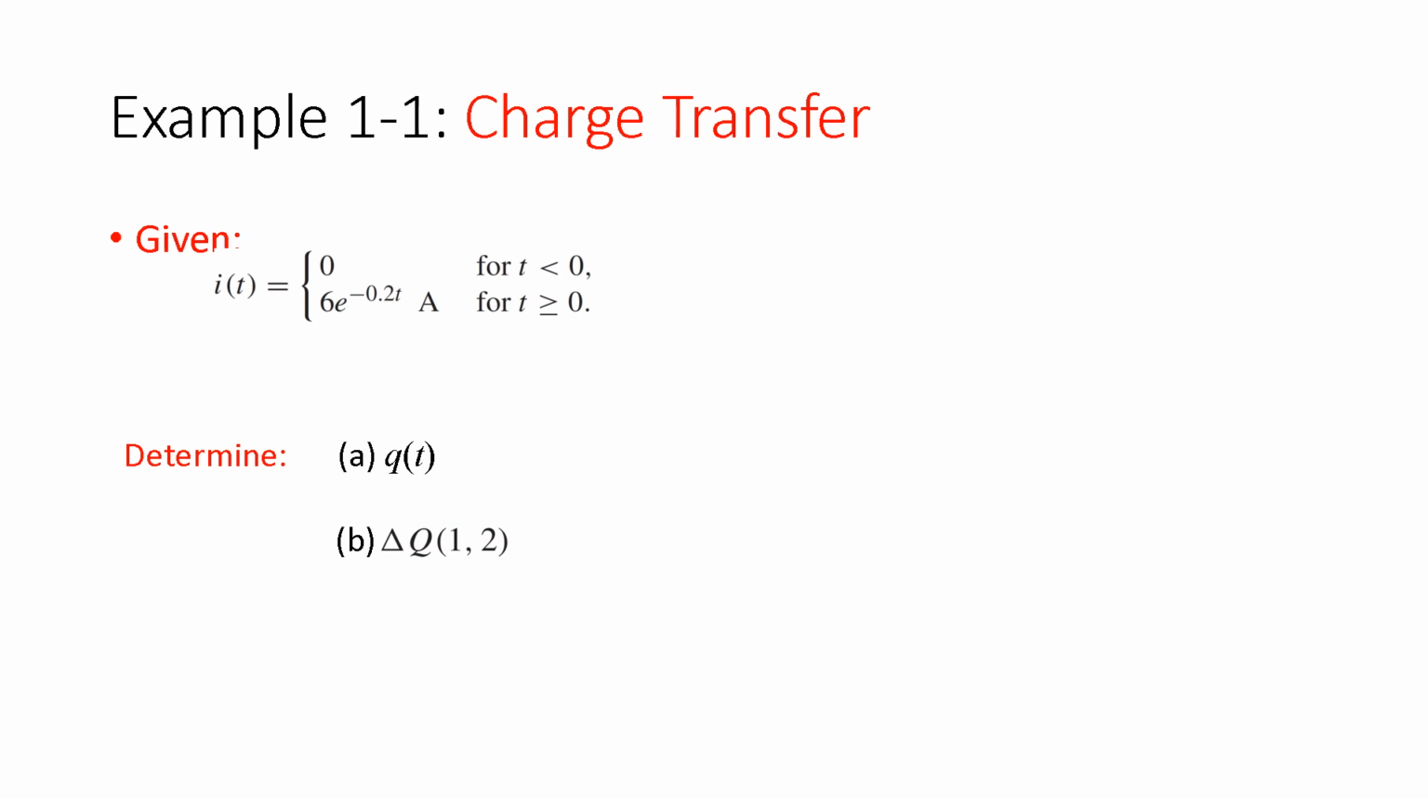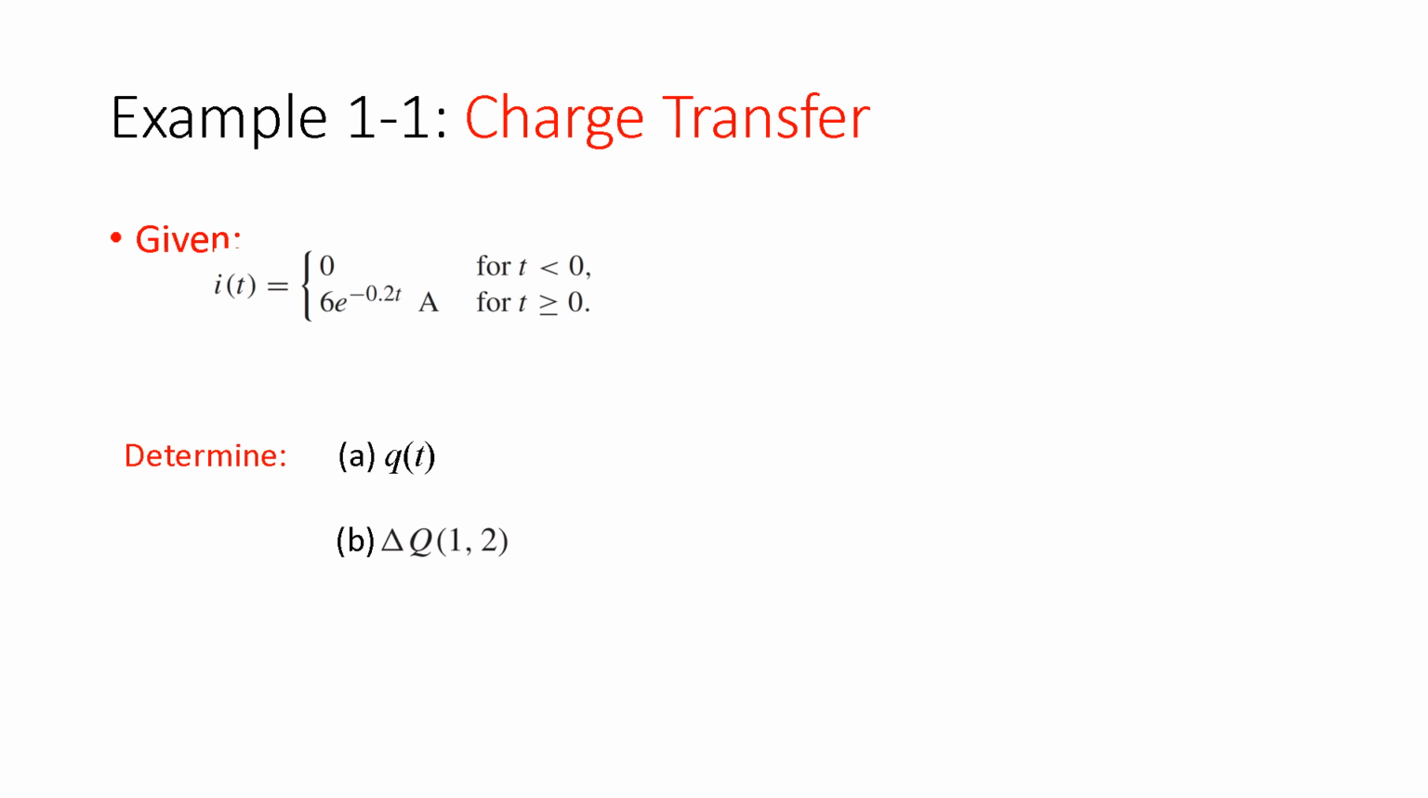This is one of our first examples that we're going to look at, and this is for charge transfer. The question is asking: given the current as an equation of time, in two different parts. First, the current i(t) equals 0 if t, or time, is less than 0, so anything from negative infinity up to 0, the current is going to equal 0. And the current at any time after 0, including 0, can be explained by the equation 6e^(-0.2t) amps. The A is for amps. It's not actually a variable in the equation.